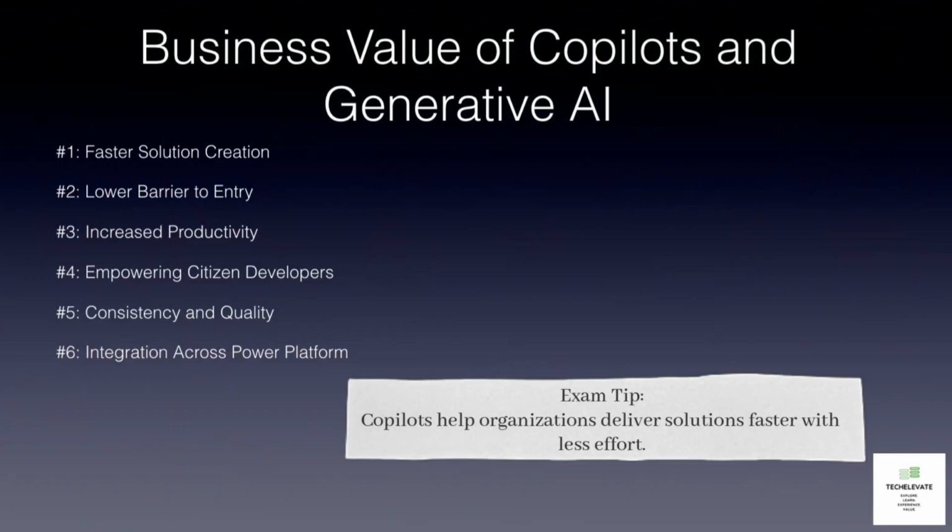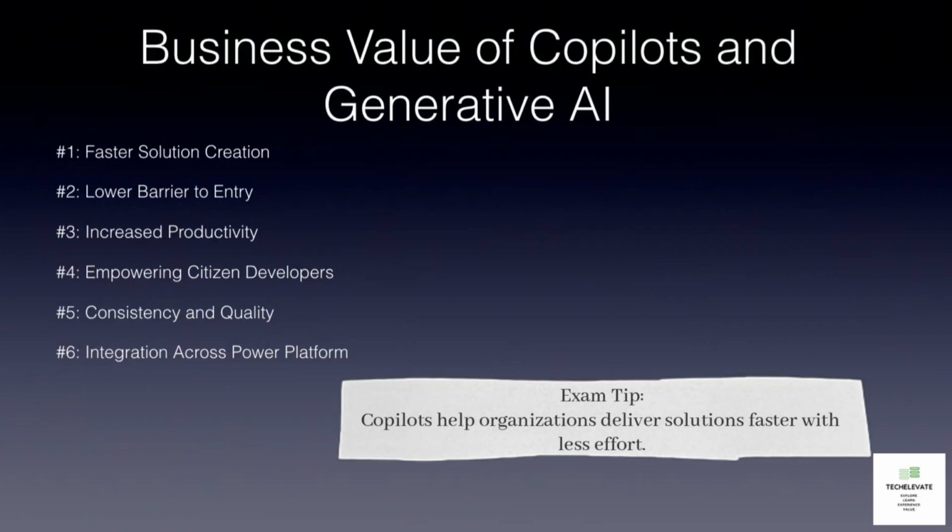Core business value number 1, faster solution creation. One of the biggest values of copilots is speed. Copilots help users create apps more quickly, build workflows faster, and generate insights without complex setup. This reduces the time it takes to go from an idea to a solution. For PL-900, remember, copilots help organizations deliver solutions faster with less effort.